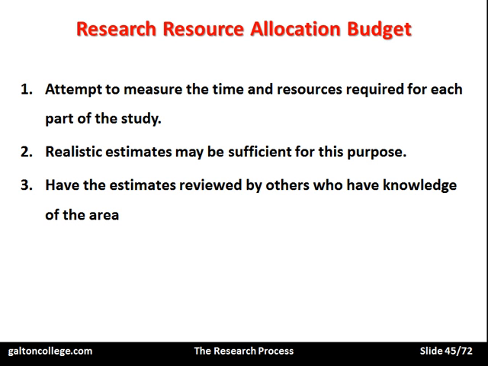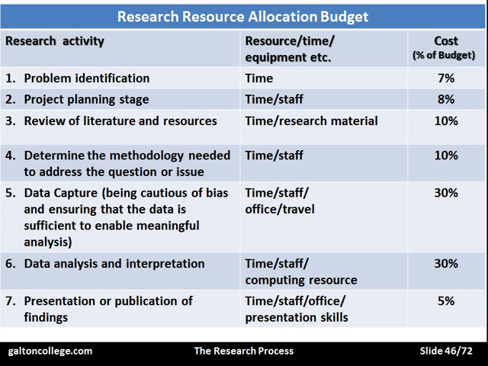In fact, it may involve a table, for example, something like that. It may have the different stages or activities in the research listed. I've just got 7 here. Problem identification, project planning stage, and then the resources. What's required? Time and staff, time, research material, travel, computing resources, presentation skills. And look at the cost of each one.